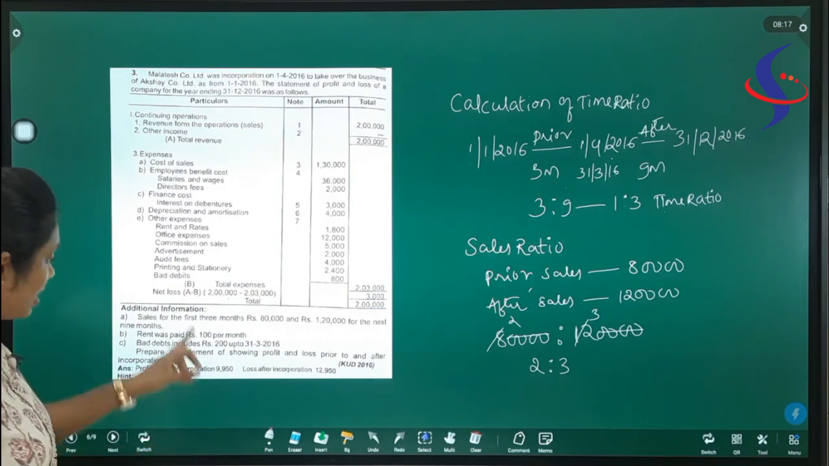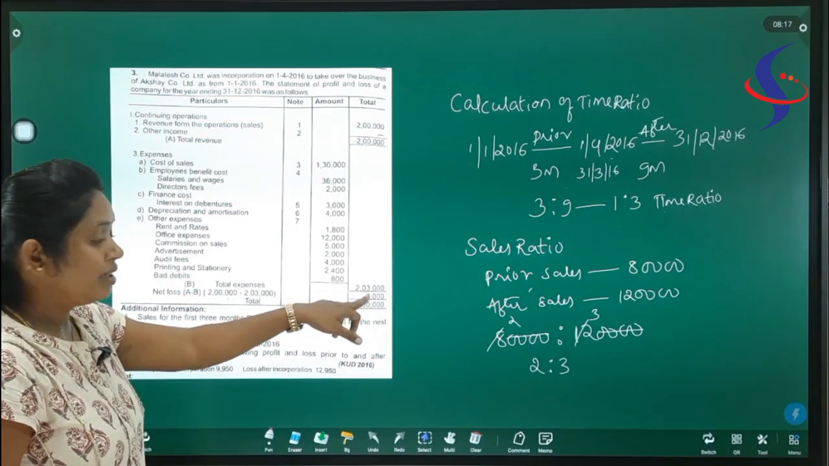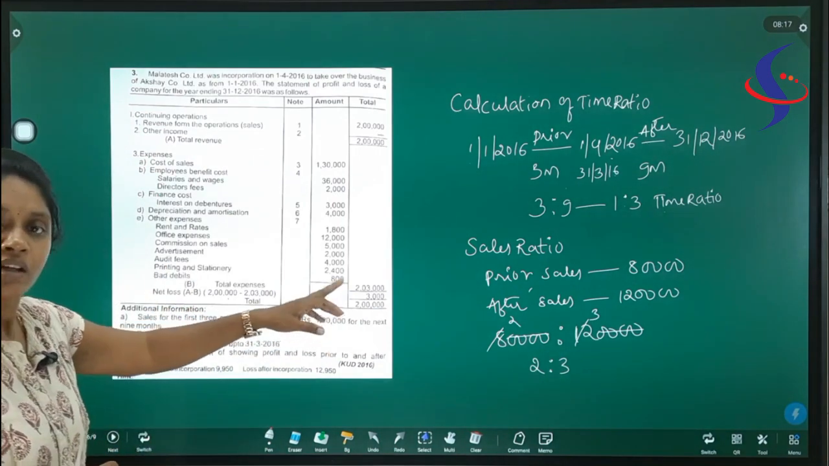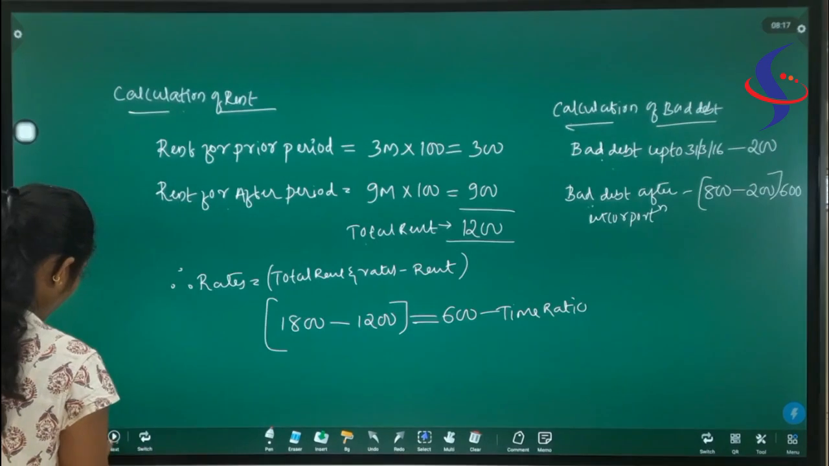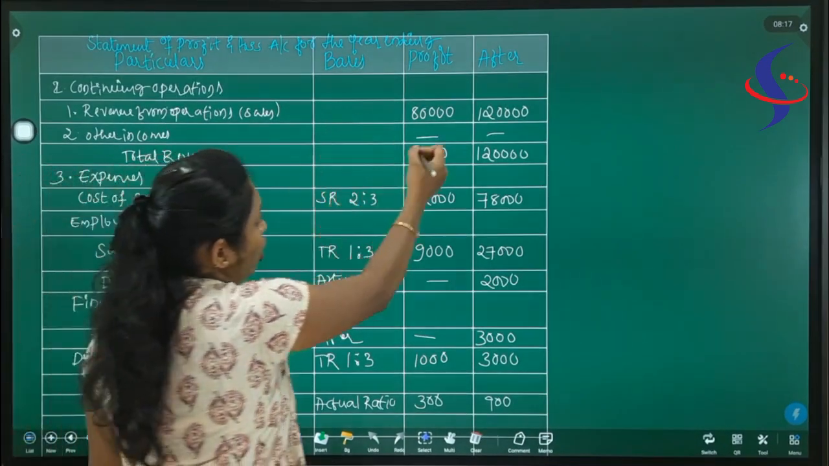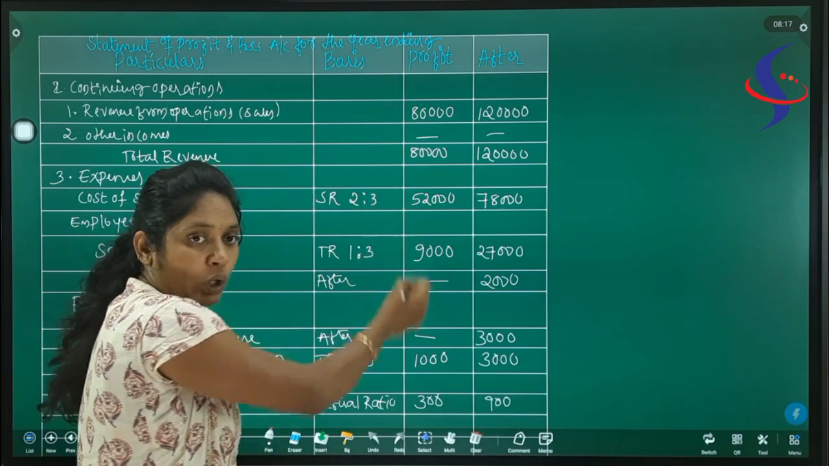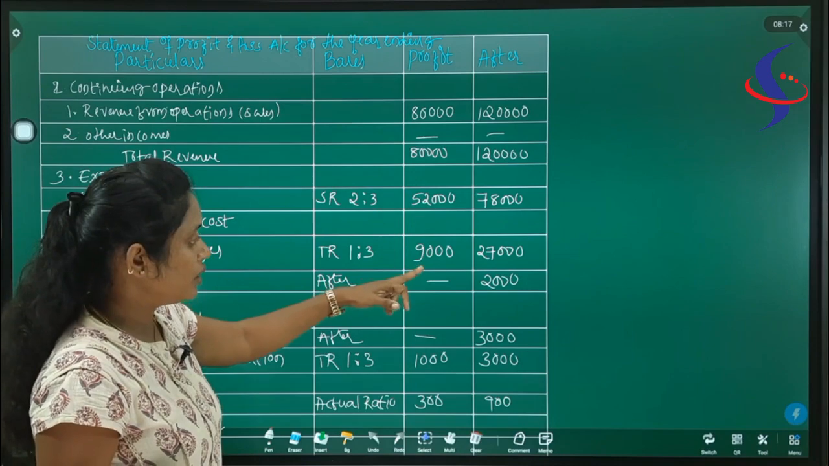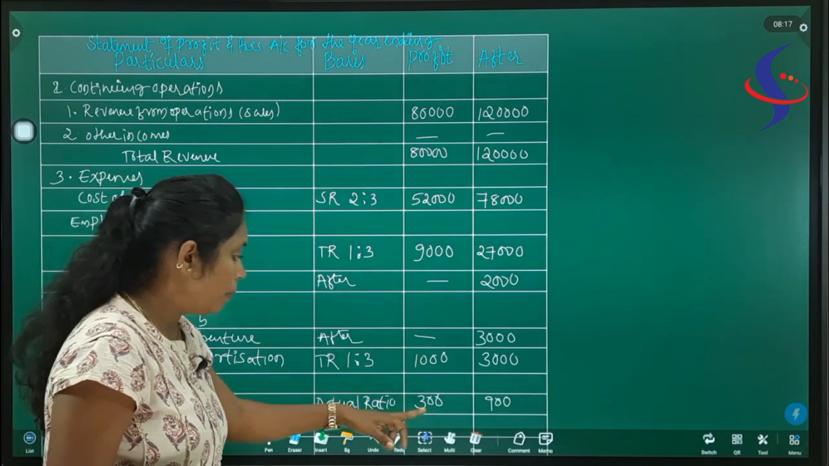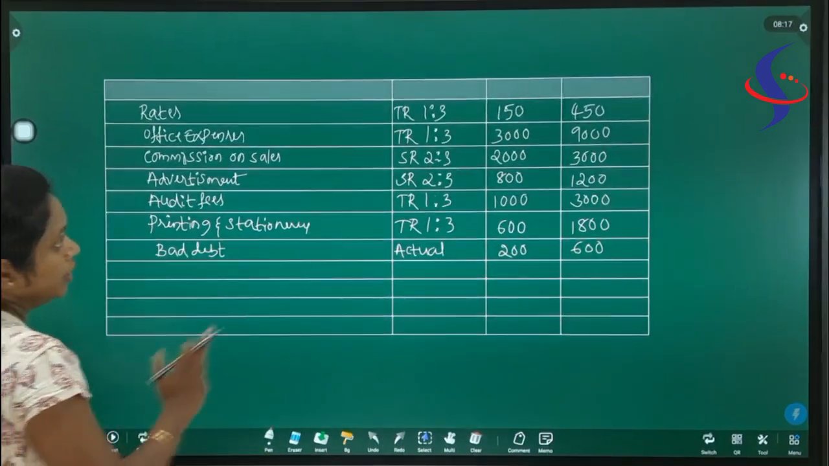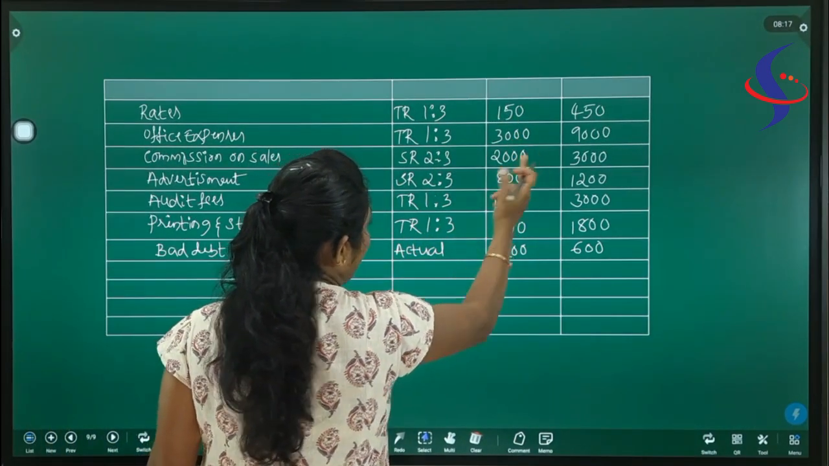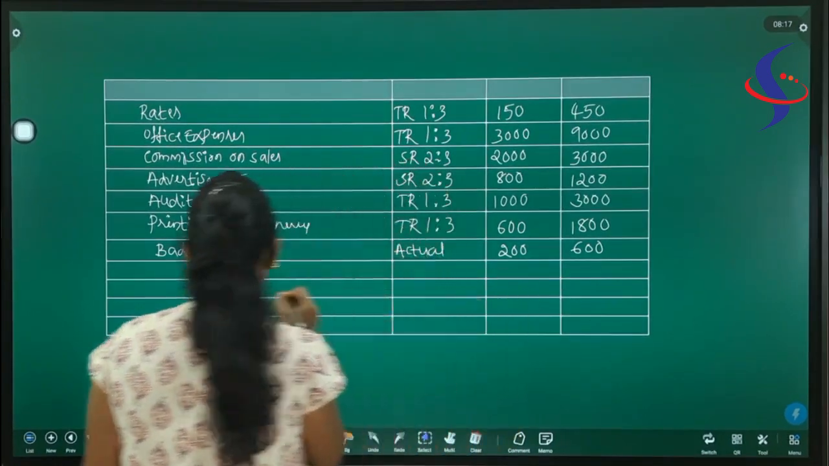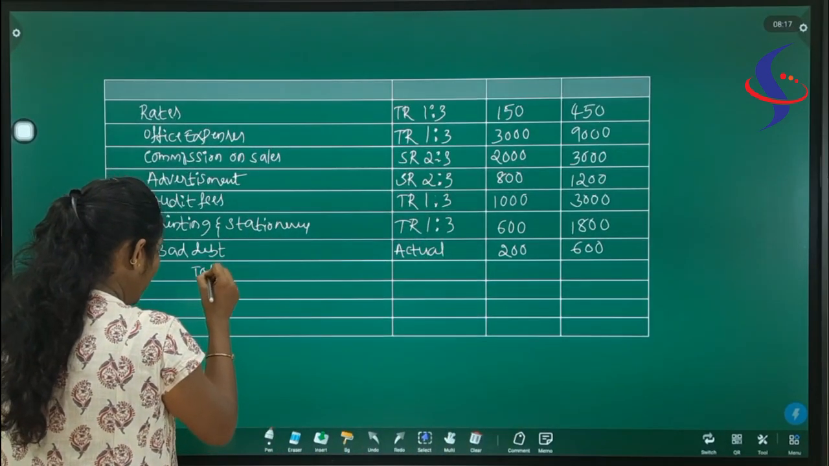So now we have to make a total. See, what is the total here? Loss 3,000. We need to concentrate on that. At the end of the statement, our answer should be 3,000 only. What should we do? We should make a total. We already did a total of revenue. Now we need to make a total of expenses. Expenses, from where did it start? Cost of sales 52,000 plus 9,000 plus 1,000 plus 300 plus 150 plus 3,000 plus 2,000, 800, 1,000, 600 and 200. The total expenses for prior period.